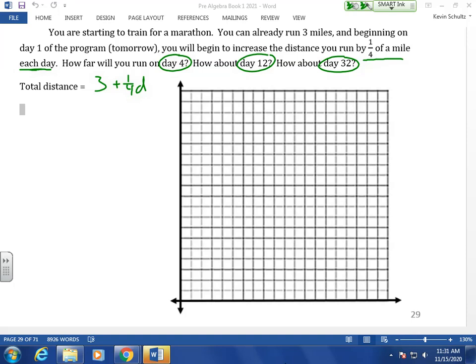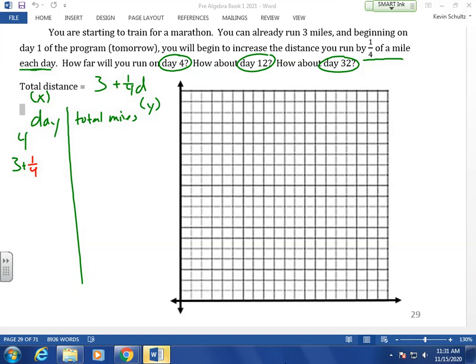Okay, so our chart here is going to be day and total miles. Again, this is our x-axis. This is our y-axis, our input and our output. So on day 4, that's the first value that we're testing there. We plug that into the equation, and I'll use colors here. 3 plus 1/4. Oh, that's not what I want to turn red.